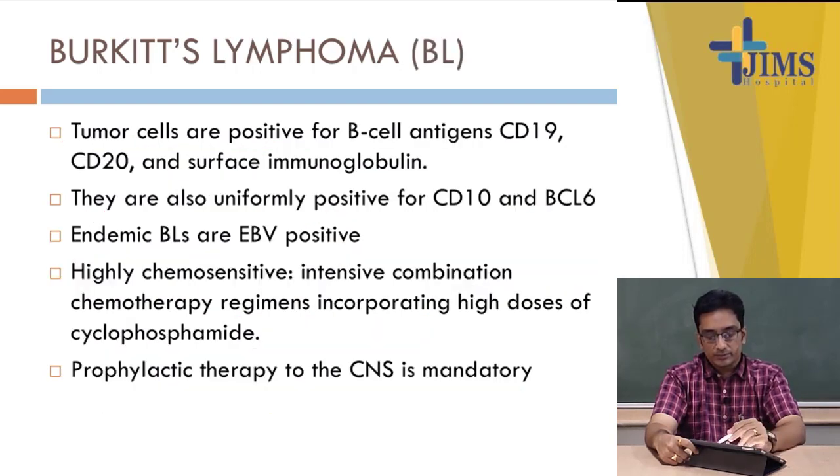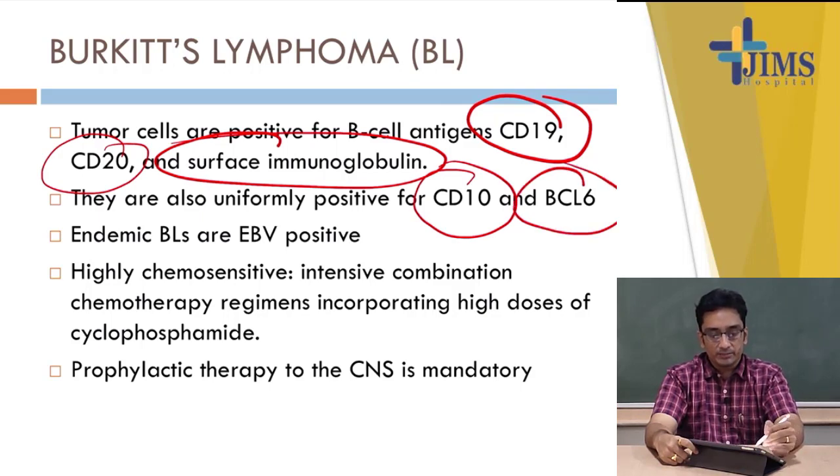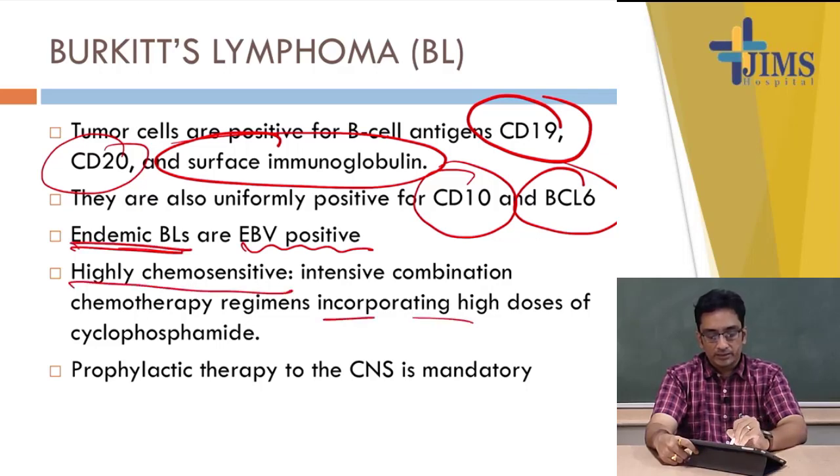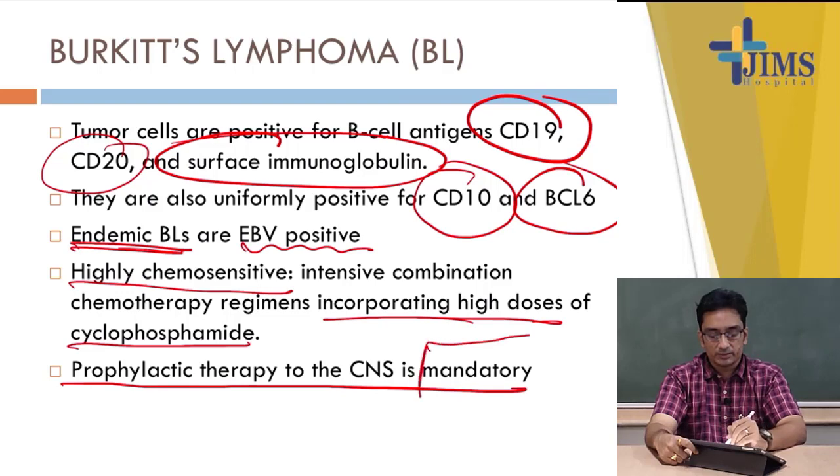Tumor cells are positive for B cell antigens CD19, 20 and surface immunoglobulins, uniformly positive for CD10 and BCL6. Endemic lymphoma are EBV positive, only the endemic form. Highly chemosensitive. It incorporates usually high doses of cyclophosphamide. Prophylactic therapy to the CNS is mandatory.